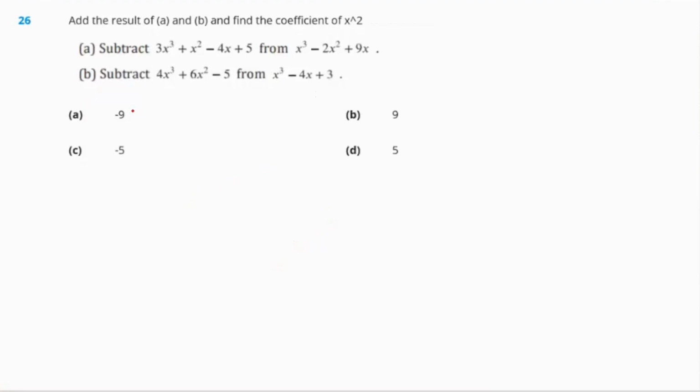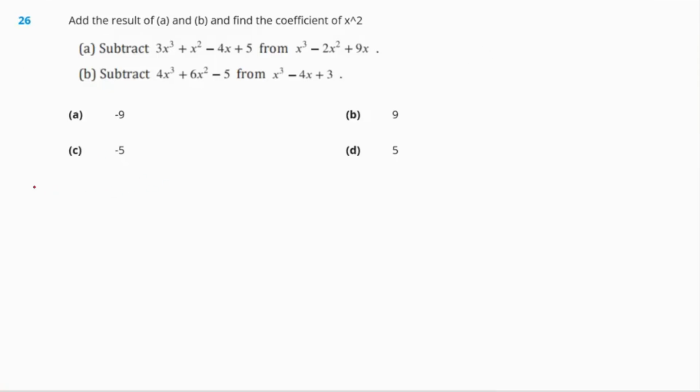Next, add the results of A and B and find the coefficient of x square. So first we have to subtract A and B, and then we have to add both the answers. Then we have to find the coefficient of x square. Coefficient means, for example, in 2x square the coefficient of x square is 2. In 4x cube the coefficient of x cube is 4.